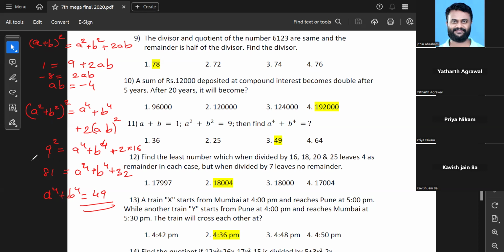I'm erasing this now. Sir, why did you... like, I understand a raised to 4 plus b raised to 4 plus 2 (ab) square. So instead of 2 (ab) square, why did you write 2 into 16? Because ab is equal to minus 4. You put minus 4 over here. Minus 4 square is 16. Oh, okay. Thank you, sir.